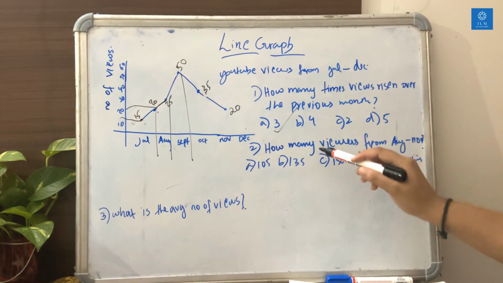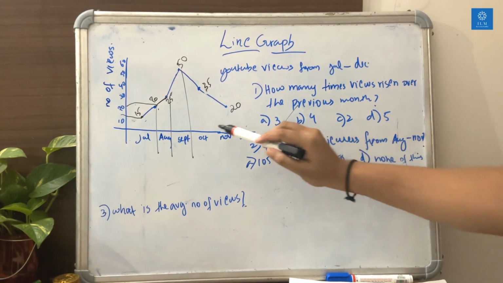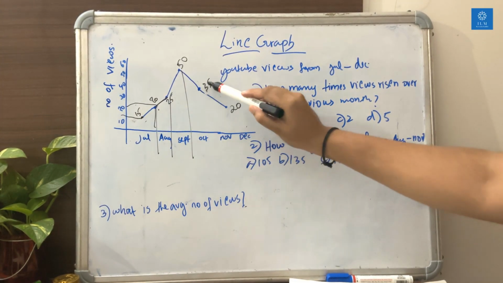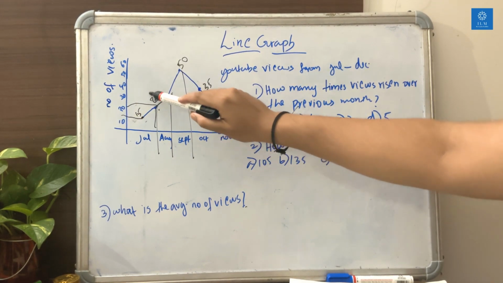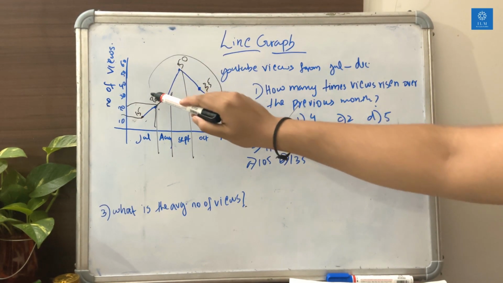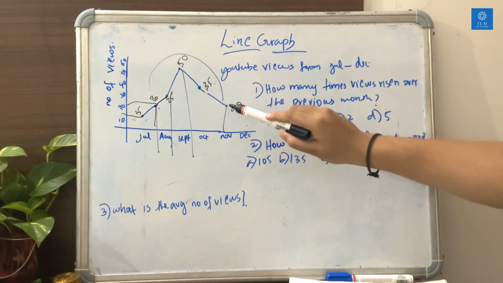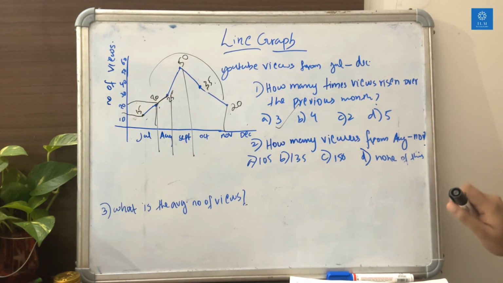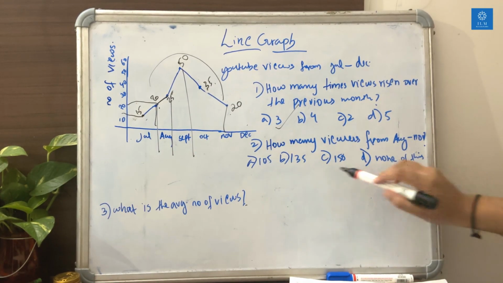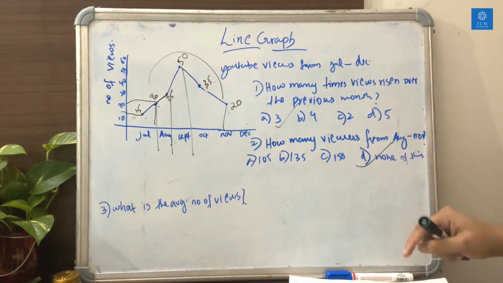Now second question: how many viewers were there from August to November? From August to November, how many viewers are there? That will be the sum of all these numbers: 20,000 plus 25,000 plus 50,000 plus 35,000 plus 20,000. So that will be the number. All these numbers are not provided in the options, so it will be none of these.